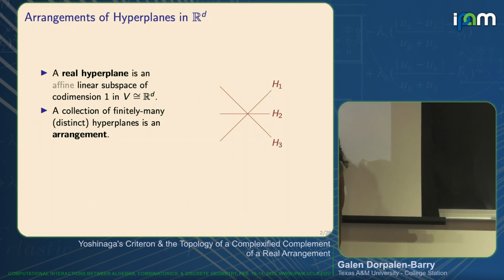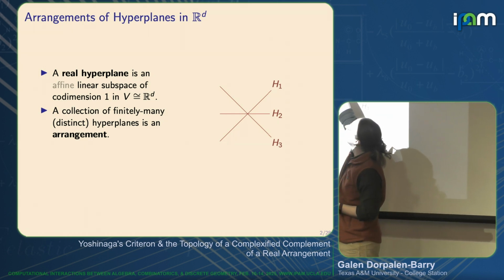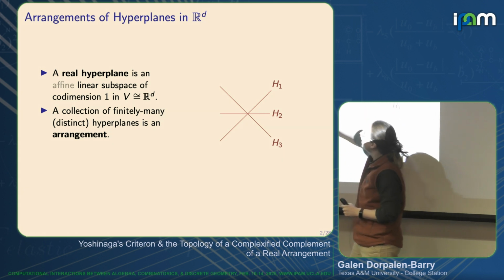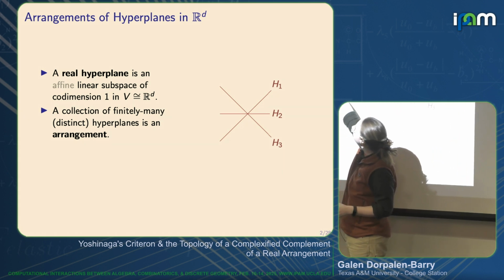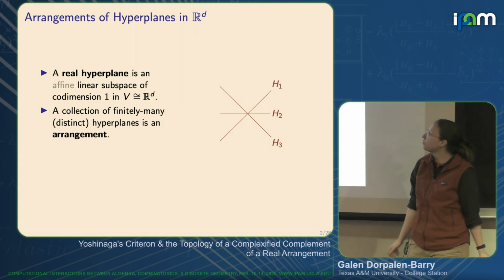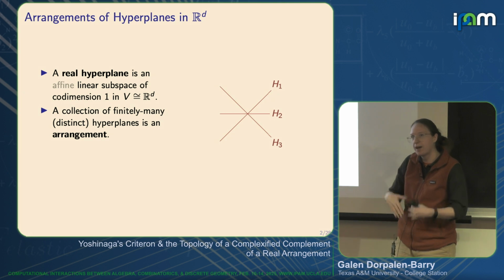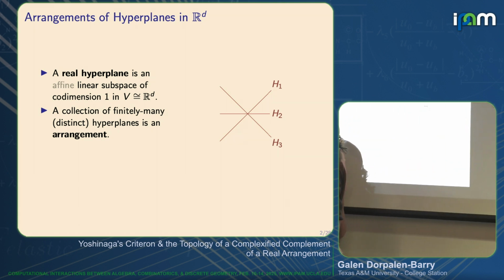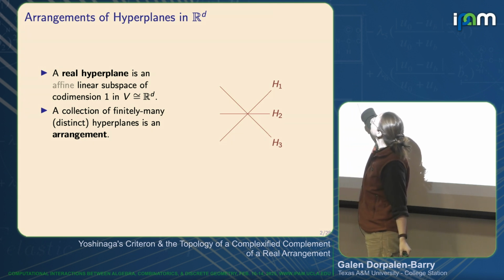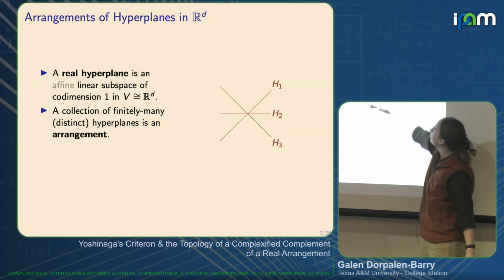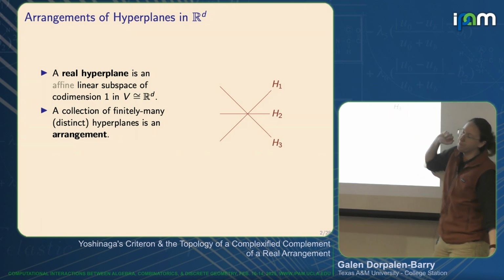I'm always going to start with an arrangement of hyperplanes in some Euclidean space, something that looks like R^d. And in this case, you can think of a real hyperplane as an affine linear subspace of codimension 1. So it's the highest dimensional flat thing you can put in R^d. I don't care about affine for this talk, so I put it in gray to indicate that I want all of my vector spaces to really pass through the origin.